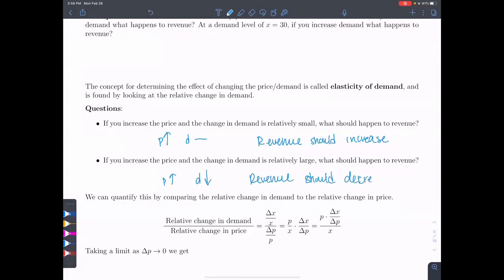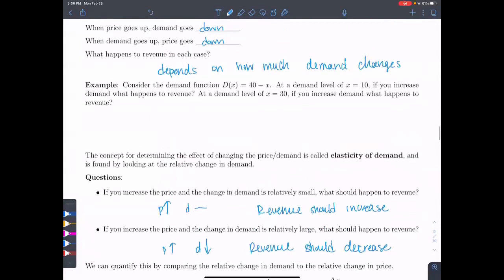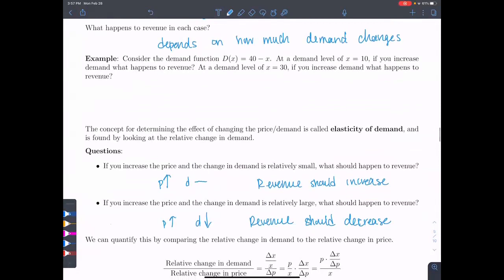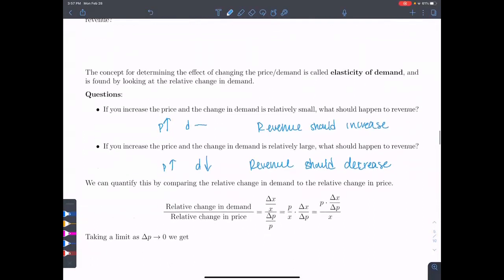This again happens because as price goes up, demand goes down. So if you have a really big decrease in demand after you raise the price, then you're going to lose revenue. But if your change in demand is relatively small after you increase the price, then you're not going to lose revenue. You'll actually earn money. So that's the whole idea here. Those two bullet points are basically what we're doing.